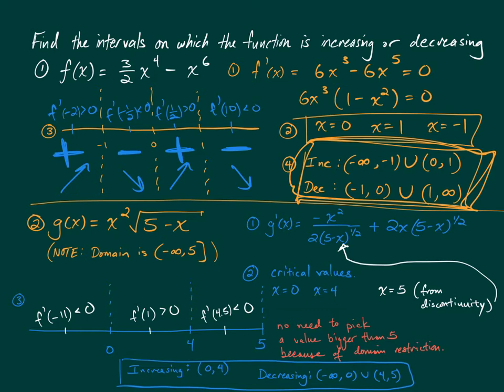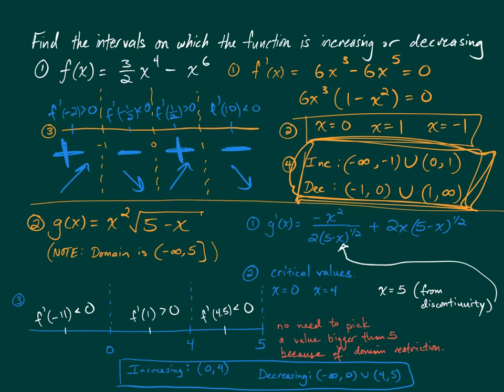So for the second example, it was worked out very quickly. I will go over it very quickly. The first thing I want to note is that the domain is -infinity to 5, and that's because of the square root right here that limits or restricts the domain to be -infinity to 5. When you find the derivative of this, you will end up with something that looks like this.